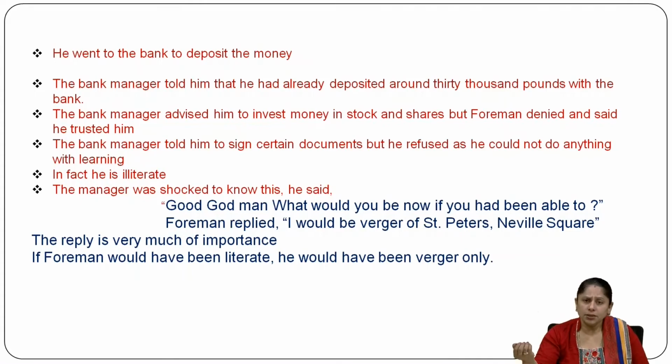Edward Albert Foreman was ready to clear the document, but at the same time he was illiterate. We know that he is illiterate from the beginning of the story, and he said that okay, I am ready to sign the documents, but as I am illiterate, I would put a thumb on the documents. The manager was shocked to know this.